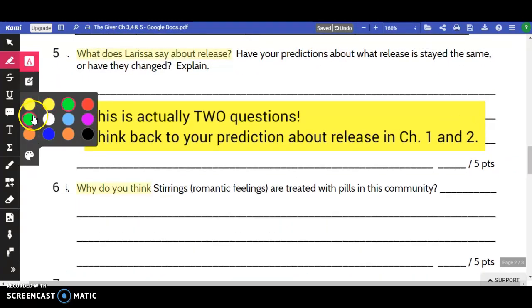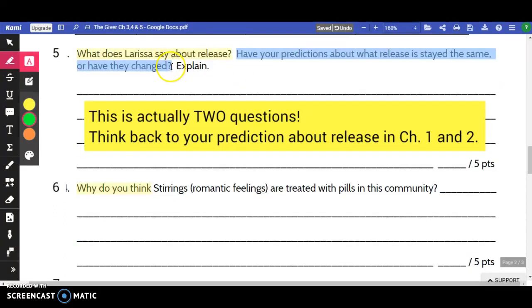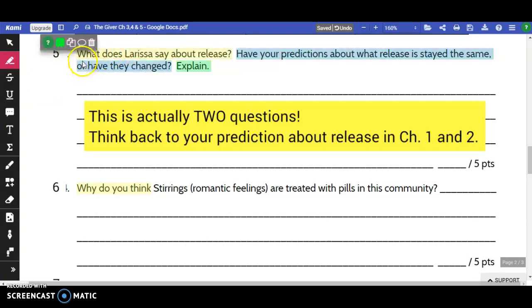The second question is, have your predictions about releases stayed the same or have they changed? And you need to explain that part of your answer. So you need to think back to your prediction about release from chapters 1 and 2 in order to answer that second part of the question that I've highlighted in green. The first part of the question, what does Larissa say about release, is going to be directly in the text. You need to find that answer.